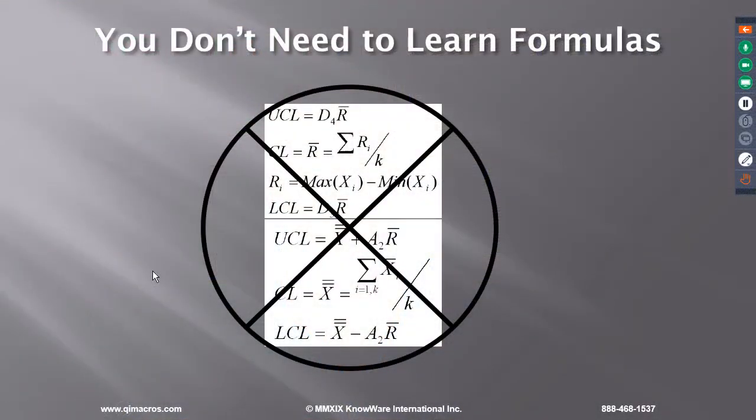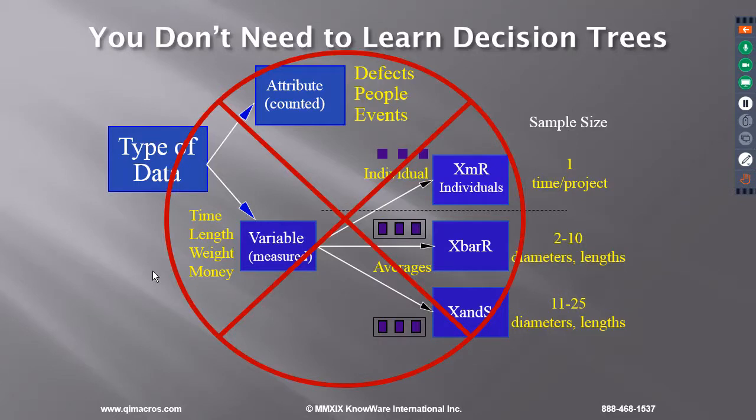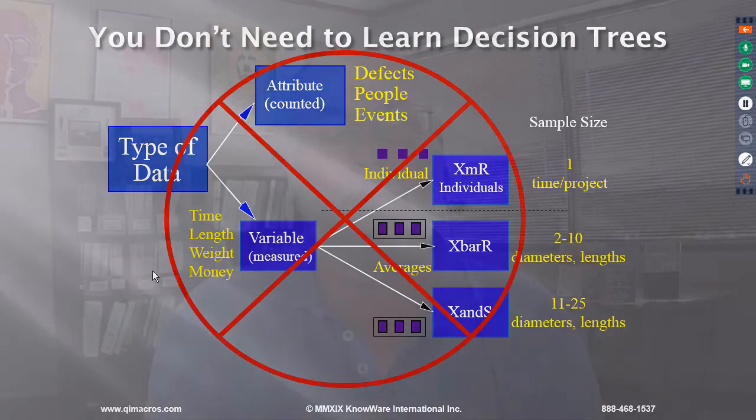So I don't believe that you need to learn formulas. That's what the software's for. They've been the same for almost 100 years, so let the software do that. You don't need to know that. I also don't believe you need to learn decision trees. So if I can automate, if I can use a little bit of algorithms and some AI to look at your data, then I can help you pick the right charts automatically.